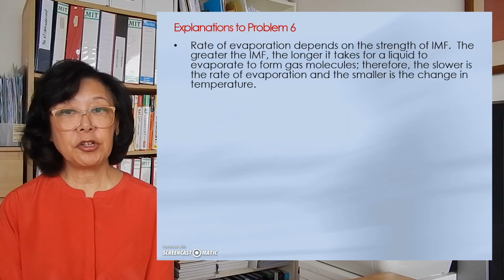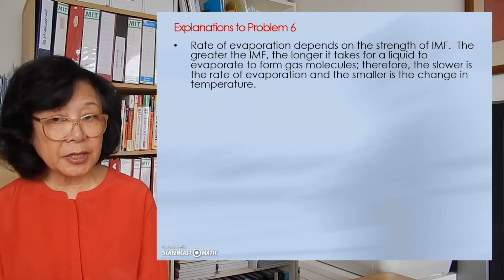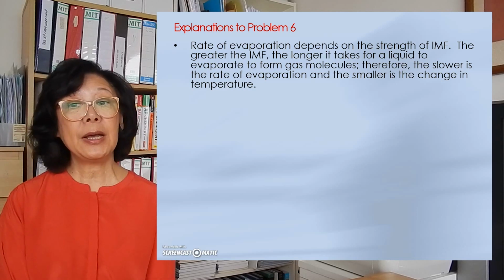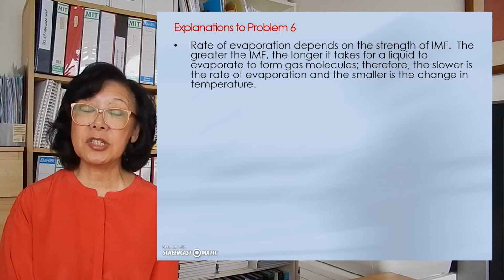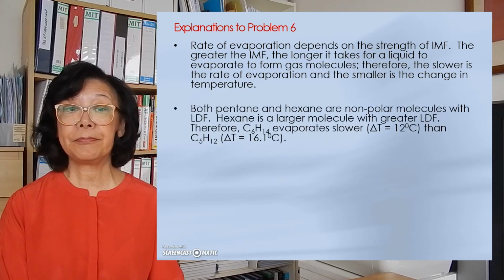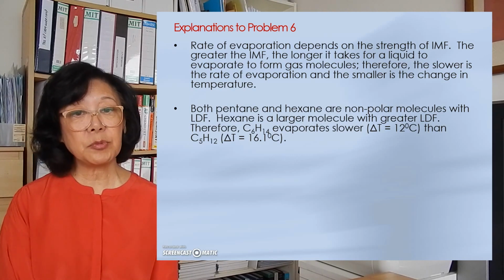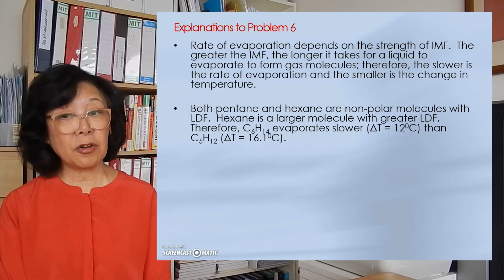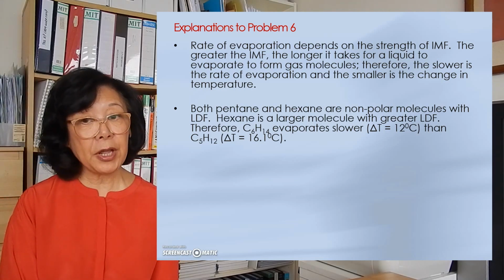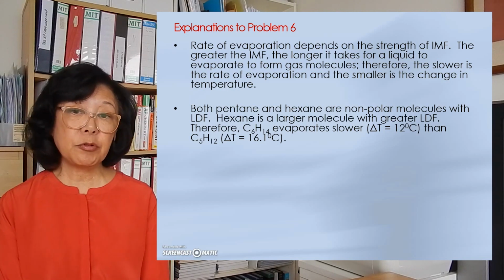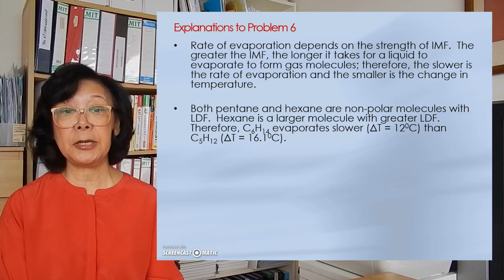The rate of evaporation depends on the strength of intermolecular force. The greater the force, the longer it takes for a liquid to evaporate, and therefore the slower is the rate of evaporation and the smaller is the change in temperature, delta T. When you look at pentane and hexane, they're both nonpolar molecules with LDF, but hexane is a larger molecule with greater LDF. Therefore, hexane would evaporate slower with a delta T of 12 degrees C compared to pentane with a delta T of 16 degrees C.